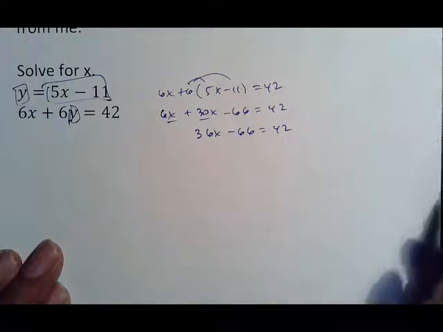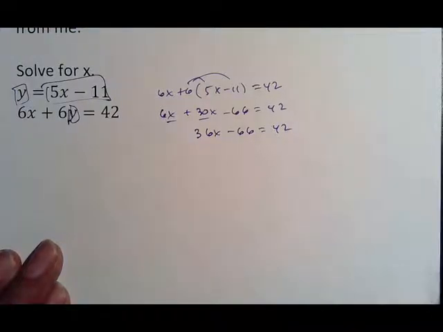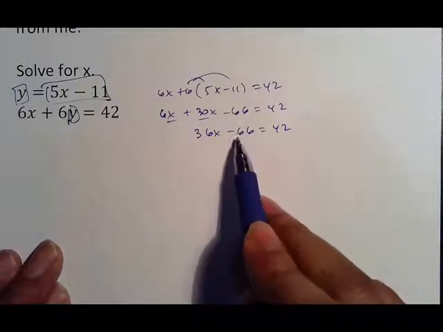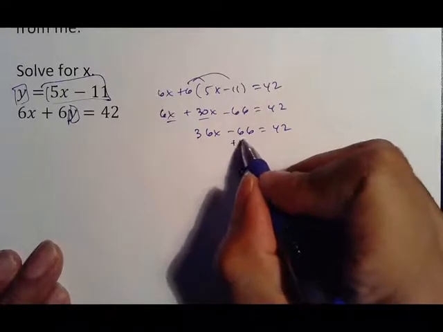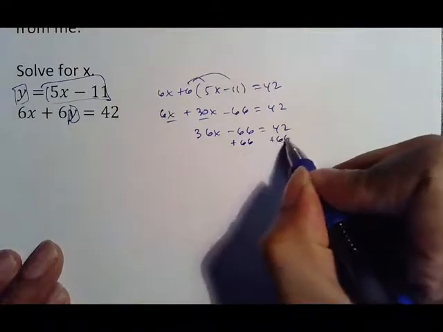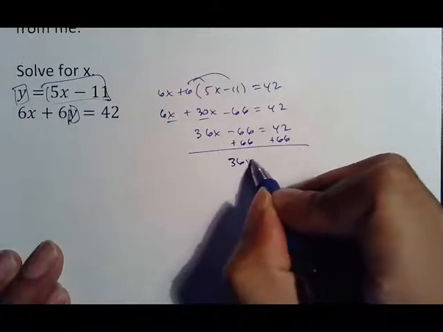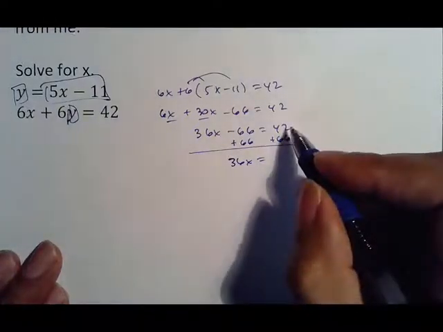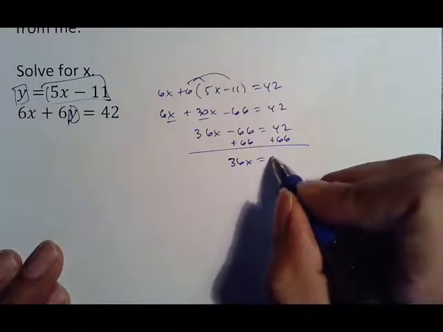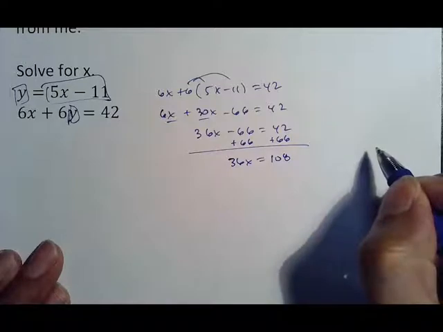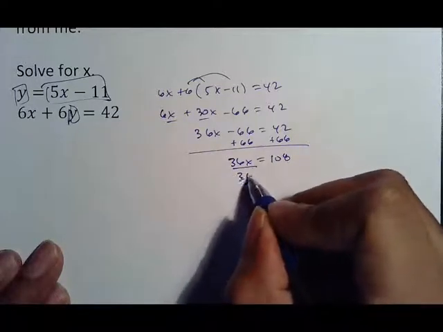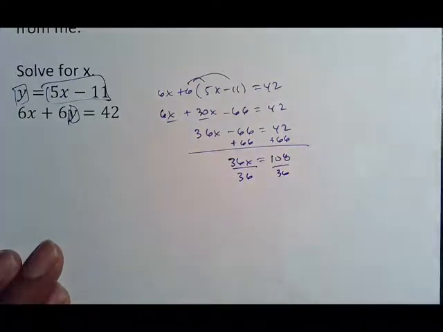And this is where our algebra comes in. And remember how easy solving was? This is where you simply move the number that's being subtracted or added by using its opposite. So plus 66 plus 66. 36x equals 108, I believe. And then we divide by the number attached to x because that's being multiplied.